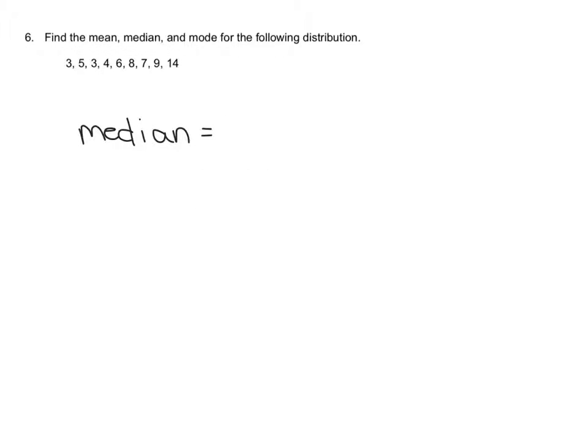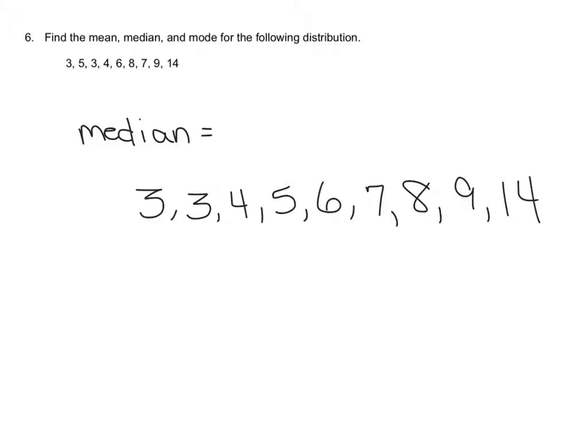Next, we're going to find the value for the median. The median is the middle term of the data set. In order to find the median, you first need to list the values within the set from smallest to largest. Here I have a list of all my values from smallest to largest.